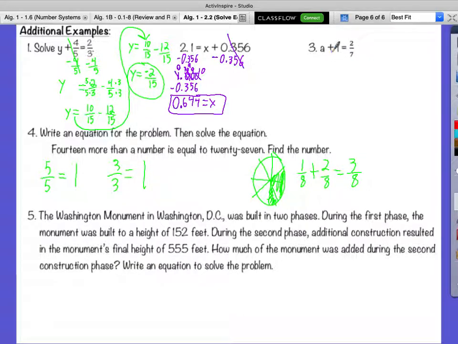So hey, what's happening with A? It's being added. How are we gonna undo that? We subtract.